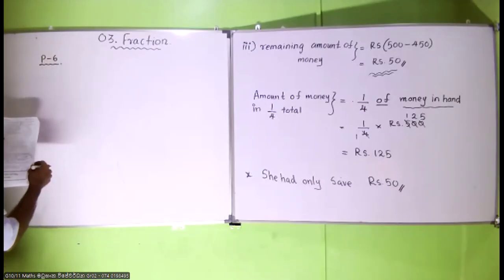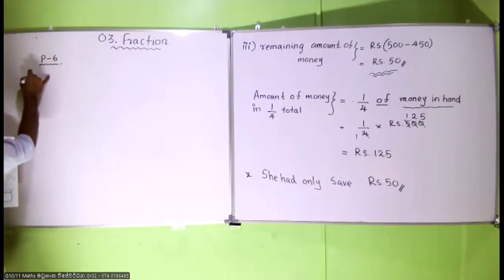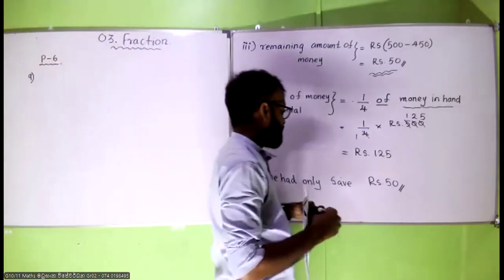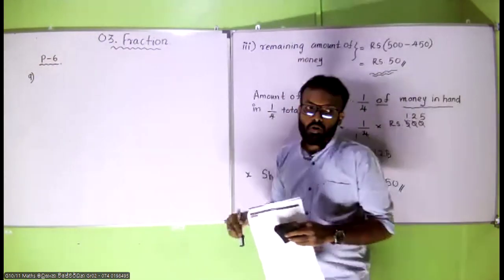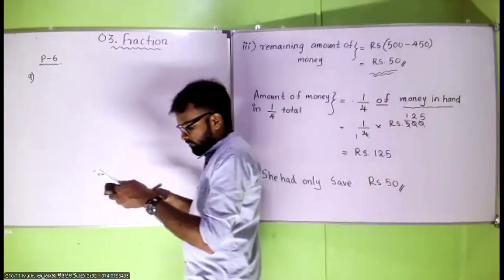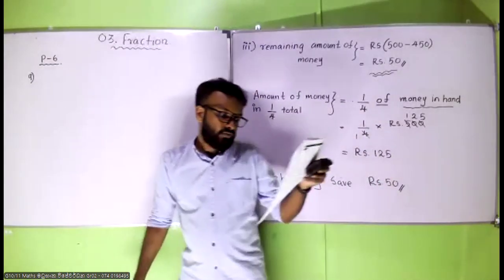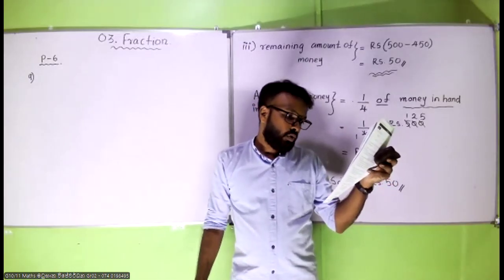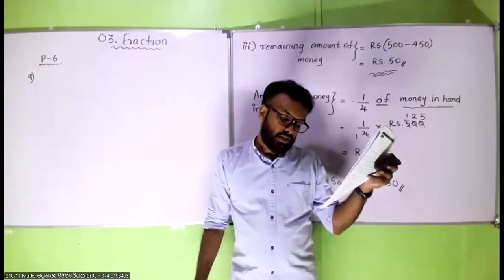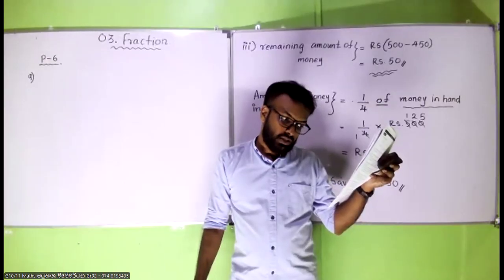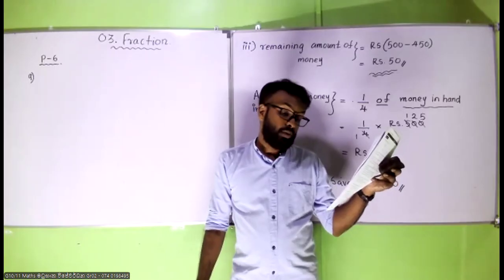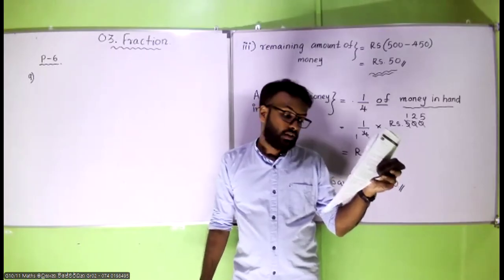Page number 6, 9th question. Focus on the words. Satish, who left home on a journey, traveled 1/4 of the journey by bicycle, 2/3 by bus, and the remaining portion by a three-wheeler.